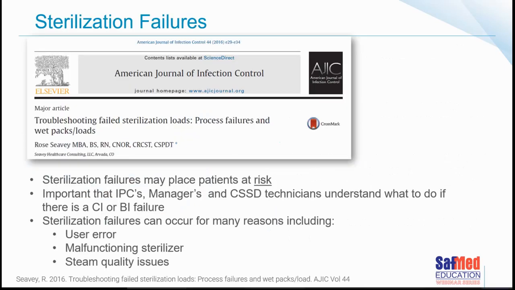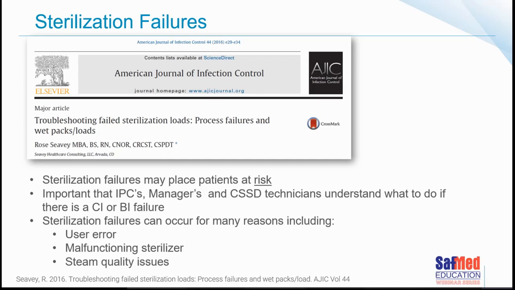In this paper, published in the American Journal of Infection Control in 2016, Rose Seavey, who's well published both in the AORN journal as well as in the American Journal of Infection Control, reminds us of a few important things. This paper was actually really about troubleshooting failed sterilization loads, process failures and wet packs, and that could create a whole new series of webinars around process failures, wet packs, and difficult loads or load failures. Rose reminds us that sterilization failures may place our patients at risk, and are quite likely to, I should think.